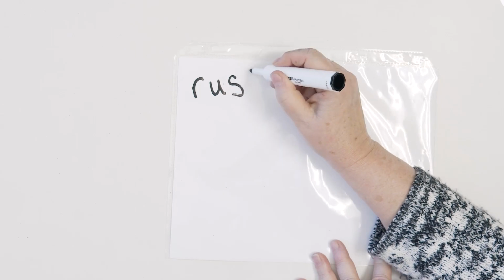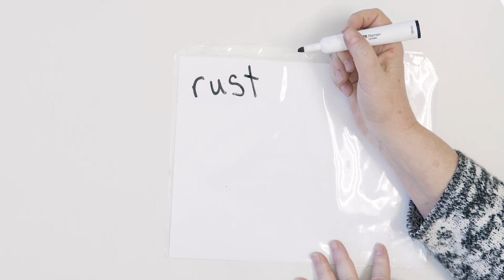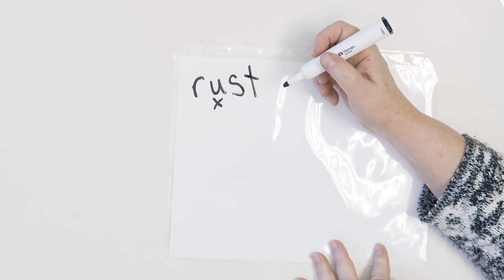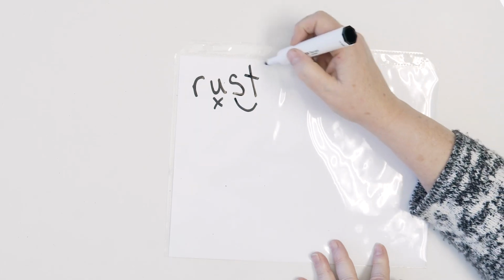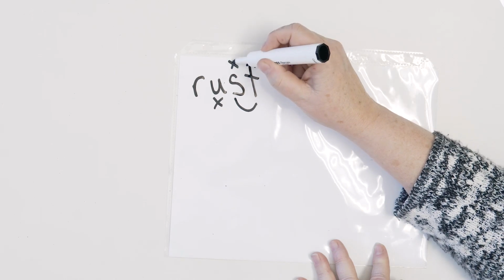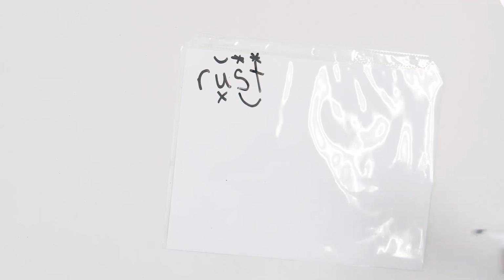R-U-S-T. Okay. Now, what would you do to prove that word? You would X under the vowel. And you would mark your blend. And then you would come up and around and mark your guardians. And 2 guardians will make the vowel short. All right, great. And what's the word?